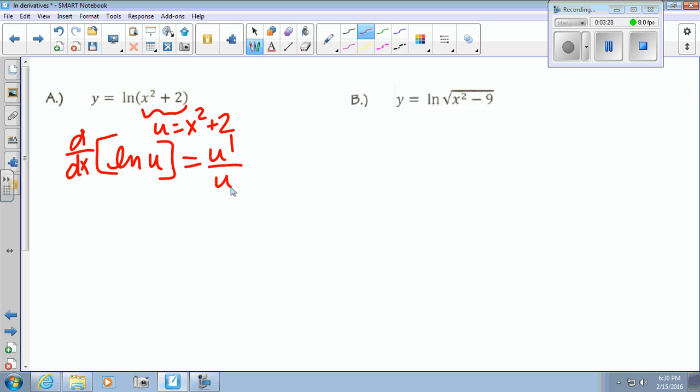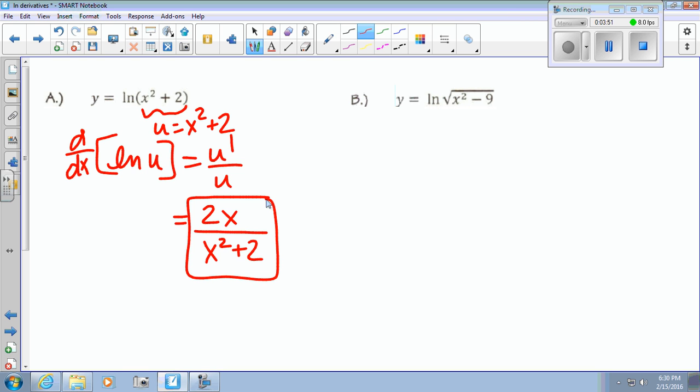Derivative of x squared plus 2 is 2x. The original function, the u for the bottom, is what we started with, x squared plus 2. If it reduces, you may reduce it. This one does not, there's not really anything you can do to simplify it. So your derivative, again, is u prime over u.